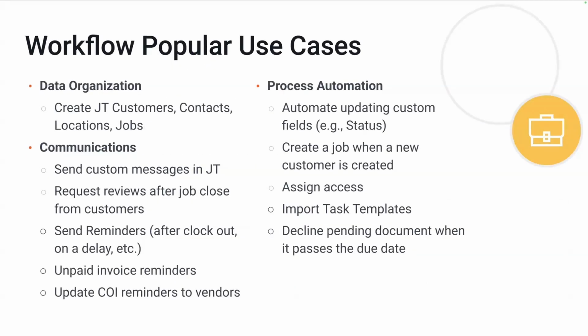And then lastly, I just want to call out a couple of popular use cases here. I pulled this list from the template library that we provide for y'all. So we've got process automation. That's going to be things like what I was doing, updating a custom field, in my case, a job status. Create a job when a customer is created, assign access, send out communications. That's super powerful. You can create automated communications and follow-ups, and things like that. Again, not meant to be an exhaustive list here, but more so just to get some ideas flowing.